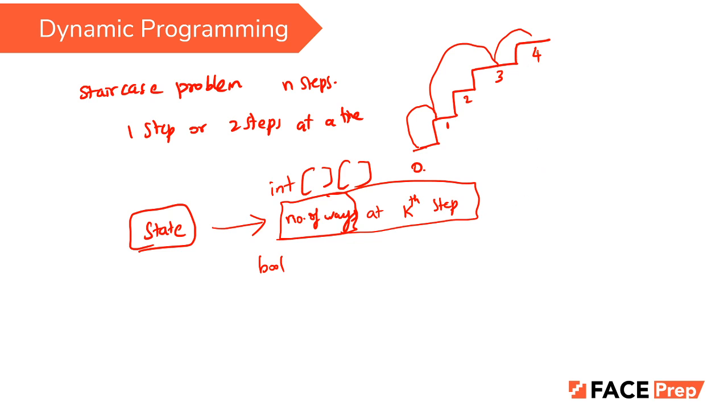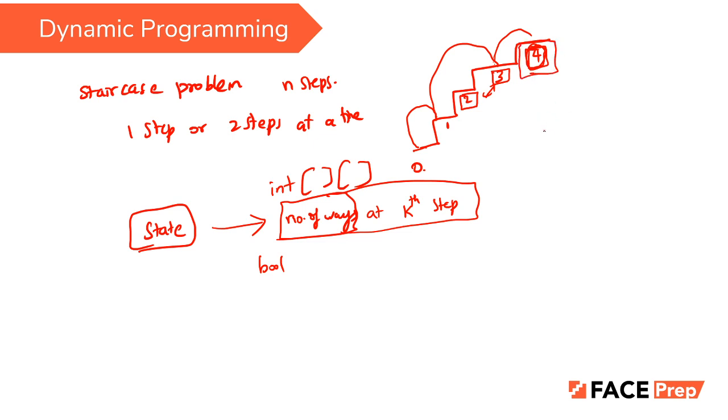To calculate the kth step, all the other things do not matter, but how do I reach the kth step? I can reach the kth step from the k minus 1 step or the k minus 2nd step. If I have to reach 4, I need to reach it from step 3 or step 2. I cannot reach step 4 from step 1, for example. So if I know the number of ways in which somebody has reached step 3 and step 2, I just need to add these 2 and I will get the number of ways in which somebody can reach step 4.